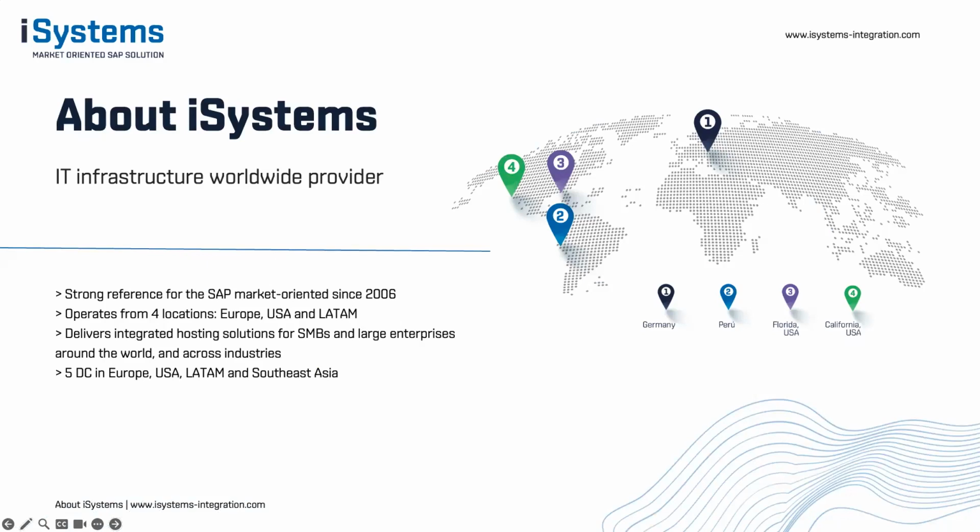iSystems is an infrastructure provider. We have several locations. This picture here is not updated yet. Mexico is missing. We have our offices in Germany, Peru, Florida, California. It's only a tiny outpost, and meanwhile, Guadalajara in Mexico. Our main focus are SMB enterprises and also large enterprises. We are hosting S4 as well. Currently, we are operating 5 data centers around the world.